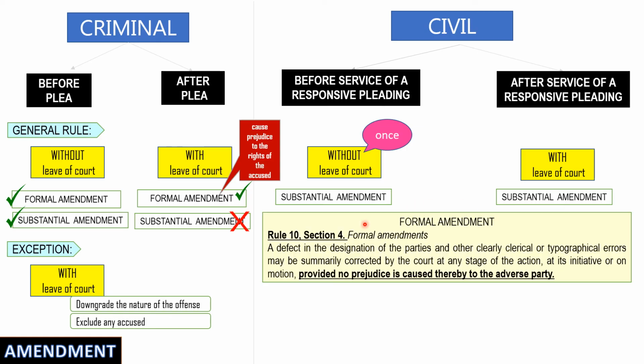How about formal amendments? Ano ang sinasabi ng Section 4, Rule 10? As far as formal amendments is concerned, then it can even be summarily corrected by the court at any stage of the action. It can be summarily corrected by the court at any stage of the action, and formal amendments can be made by the court at its initiative or on the initiative of the parties by filing a motion, provided that no prejudice is thereby caused to the adverse party. So this is the summary of the rules on amendment.